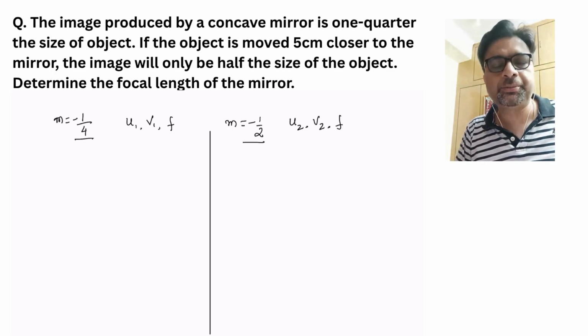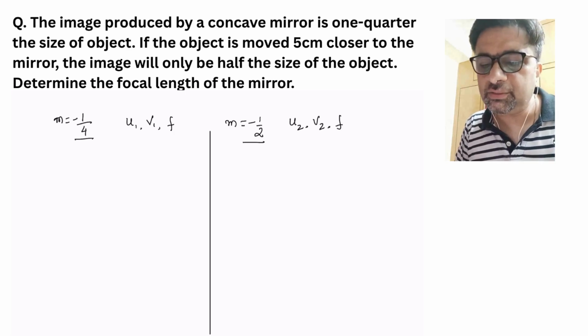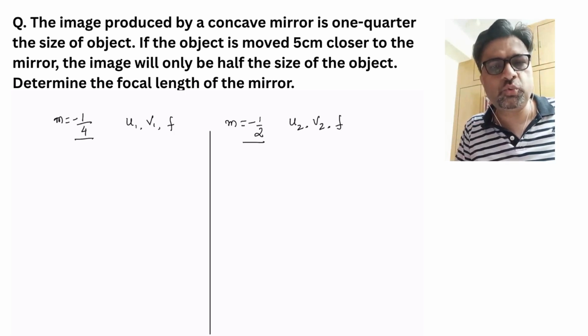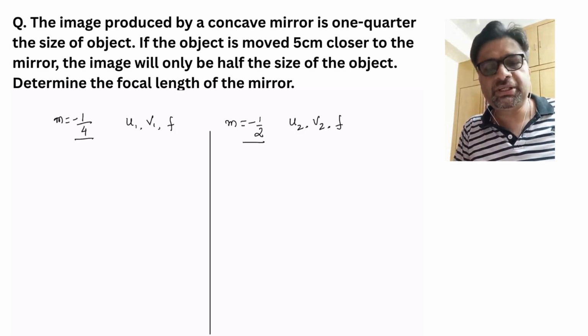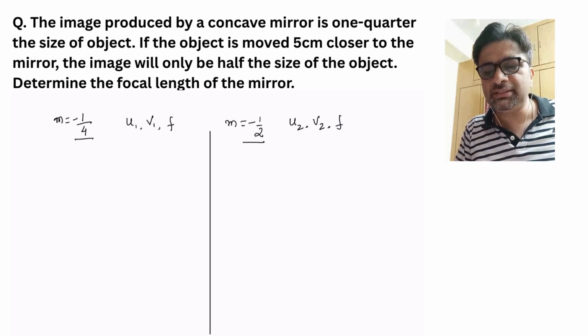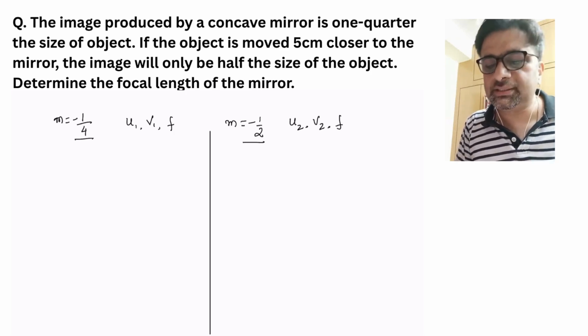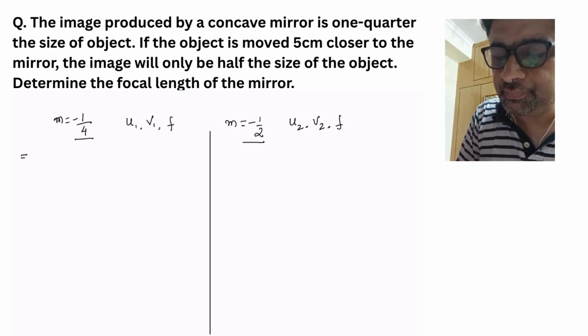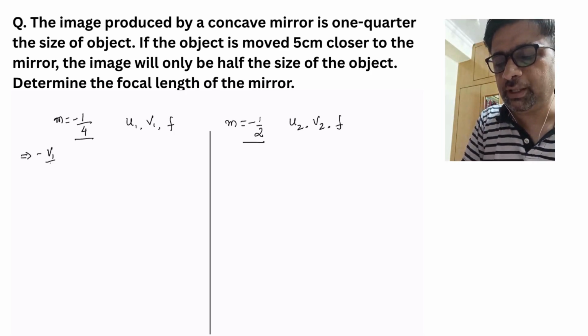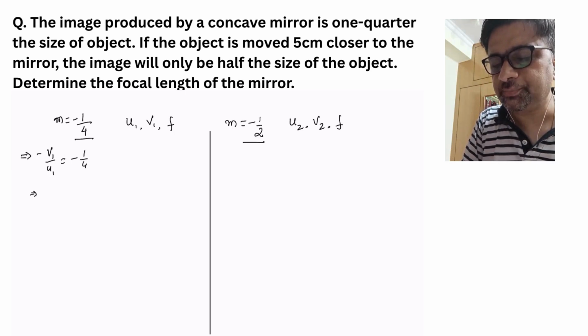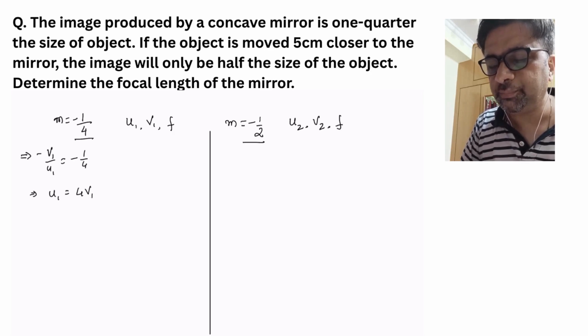Let's focus on the first case for now. M is equal to minus 1 by 4. We have considered u1, v1 and u2, v2 respectively as the object and the image distances in the two cases. F is the focal length. This being the same mirror, its focal length is f in both cases. So here we know minus v1 by u1 comes to minus 1 by 4. So we get u1 is equal to 4v1.